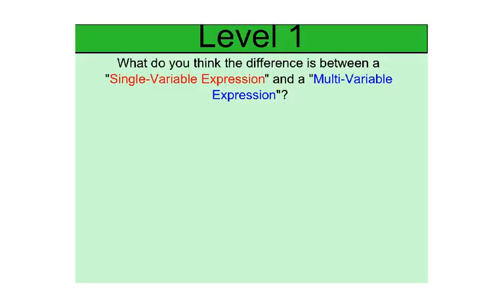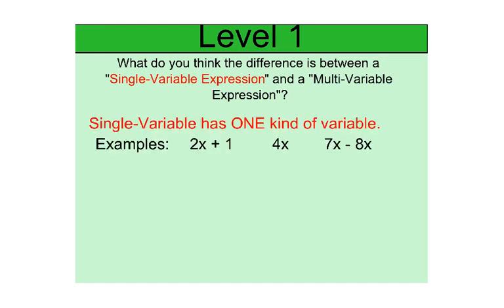So yesterday, or in the last lesson, if you watched it, it was on single variable expressions. Single is another way to say one. When we look at these examples, single variables have one kind of variable, one kind. That's important. Not that it has just one variable, but one kind. This one has an x. This one has an x. This one, even though it has two x's, is still just one kind of variable.